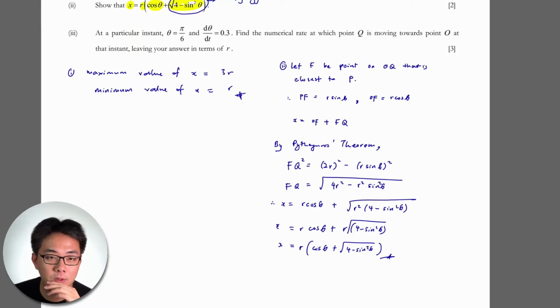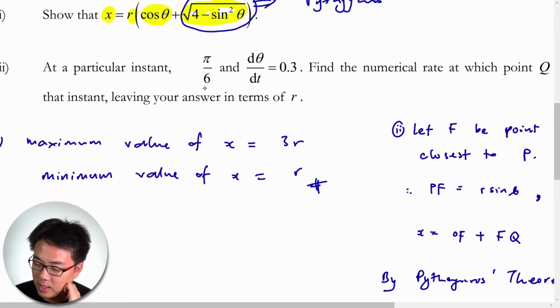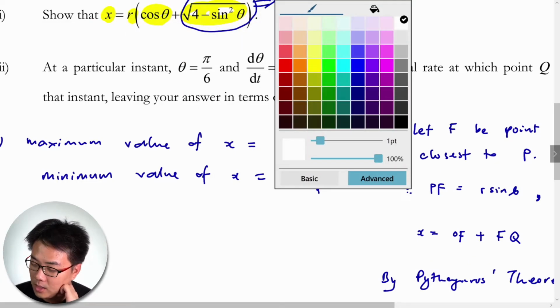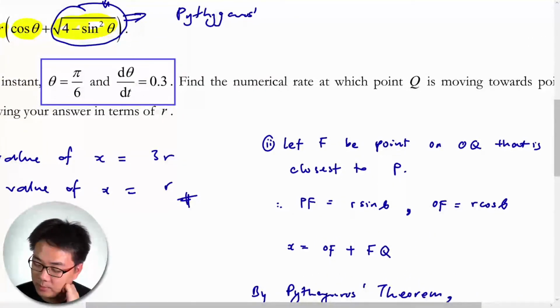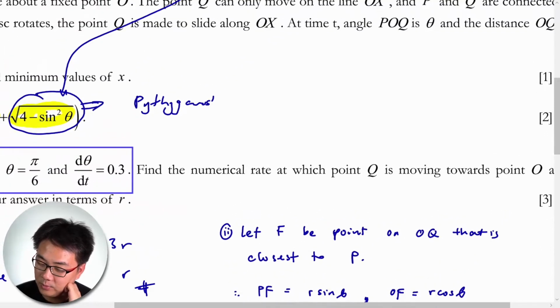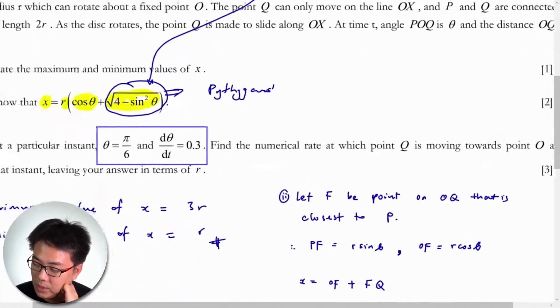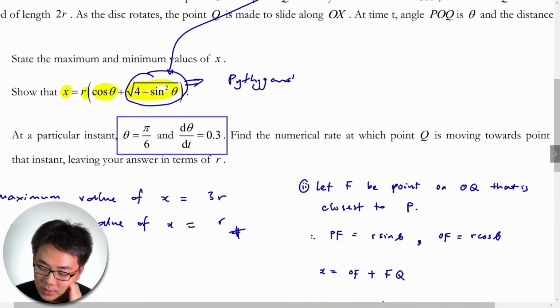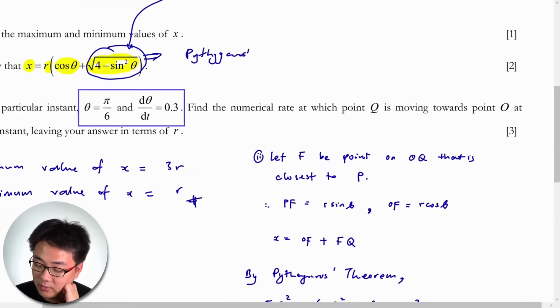So let's look at the subsequent one, part 3. At a particular instant when theta equals pi over 6, you're told that d theta dt is also 0.3 radian per second. Is it per second? I'm not sure, per unit time is what. So just assume that per unit time. So find the numerical rate at which point Q is moving towards point O at that instant, leaving your answer in terms of R.